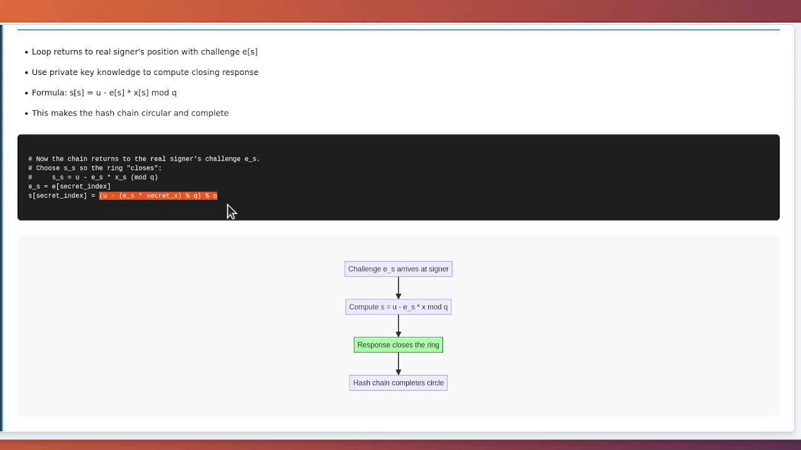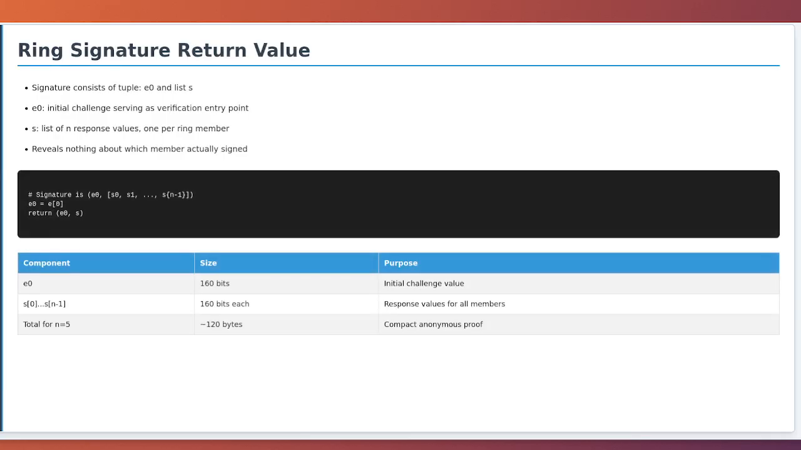This calculation uses modular arithmetic throughout to ensure the result stays within the valid scalar range. The multiplication x_s times e_s is performed modulo q first, then we compute u minus that product, and finally take the result modulo q again. Python's modulo operator handles negative results correctly by always returning a positive remainder, which is exactly what we need here. The ability to compute this response without revealing x_s is what makes the real signer's position indistinguishable from the simulated positions during verification.